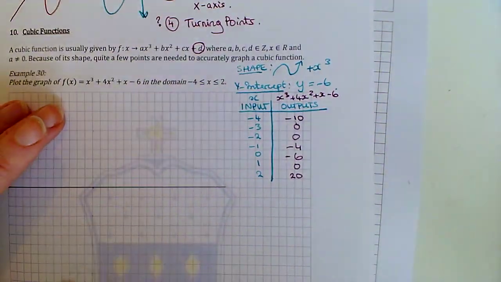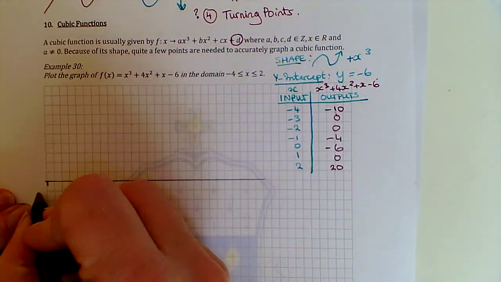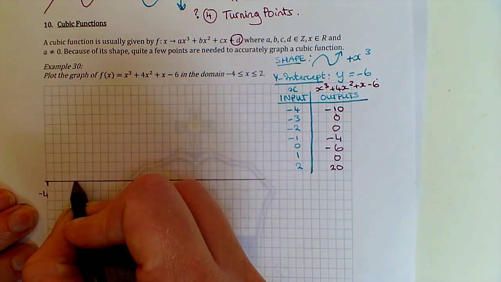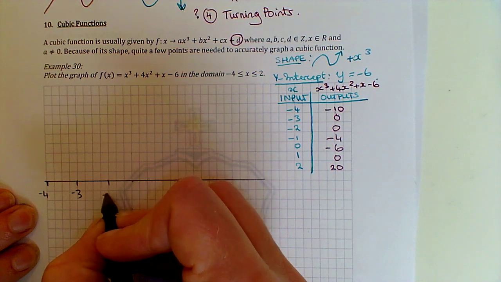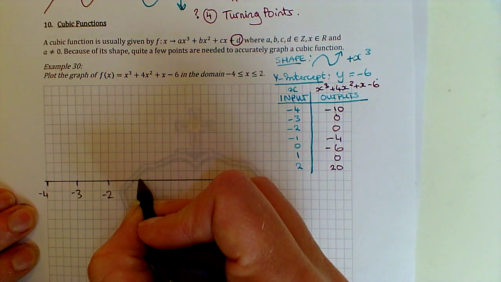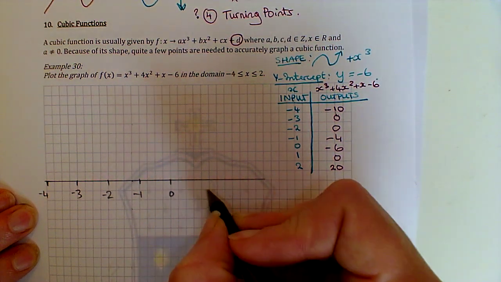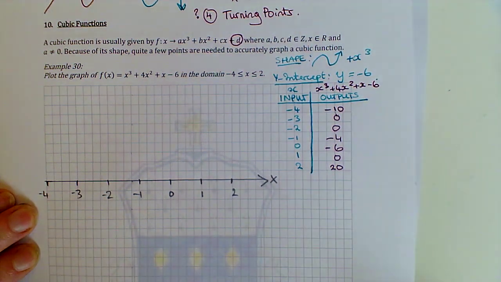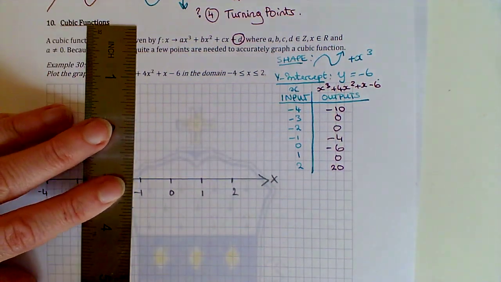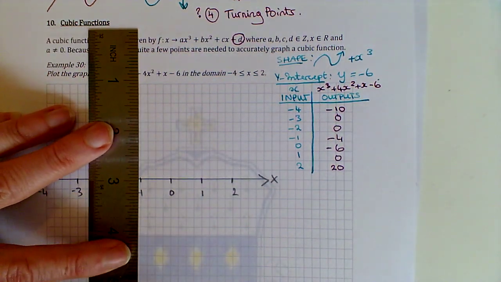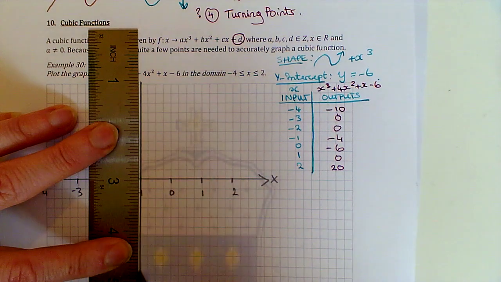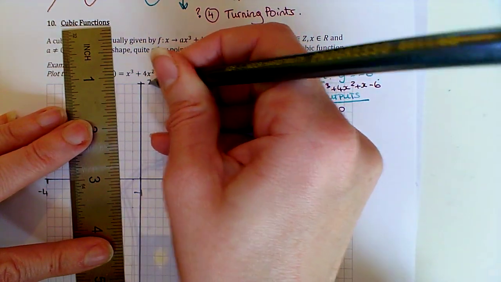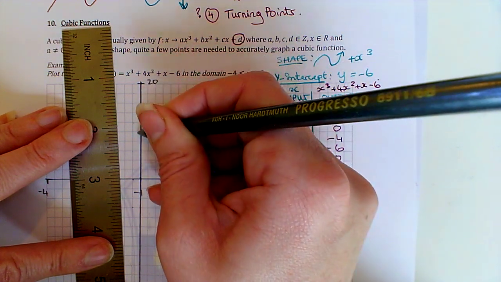And we need to go from minus 4 to 2. Minus 4, minus 3, minus 2, minus 1, 0, 1, 2. That's my x-axis. And we're going 2, 3, 4, 5, up as far as 20, 10.